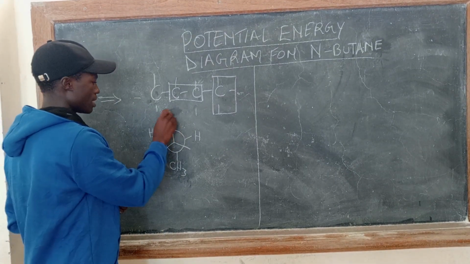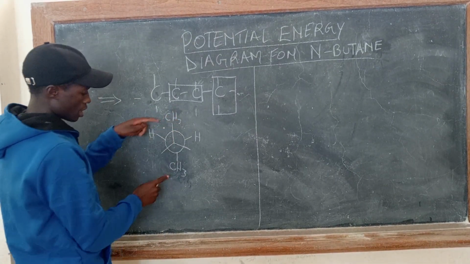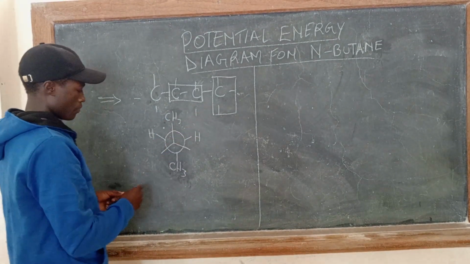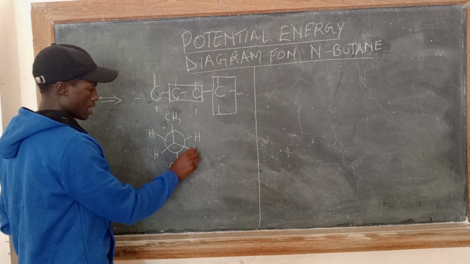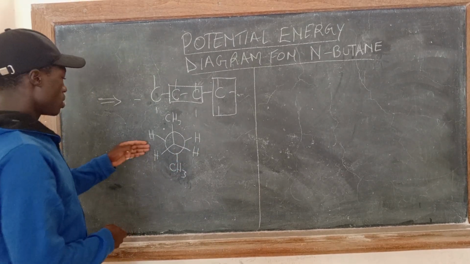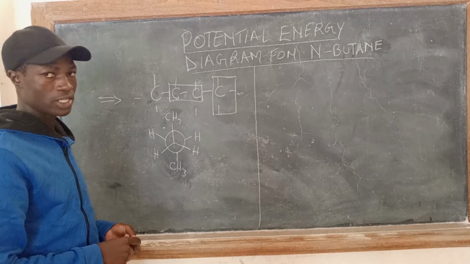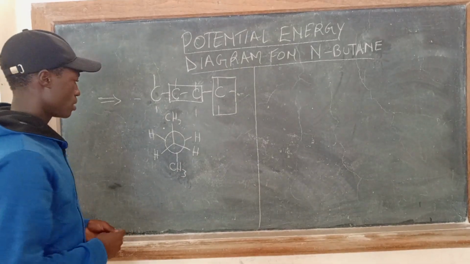They are the priority groups with respect to carbon 2 and carbon 3. So we are going to put the methyl group here so that they are opposite. That's the methyl group on the other carbon. Then it's bonded to 2 other hydrogen atoms. So this is the one with the least amount of energy. It's the most stable.